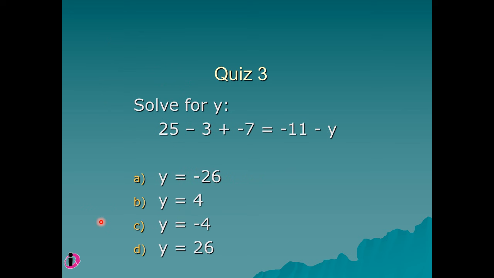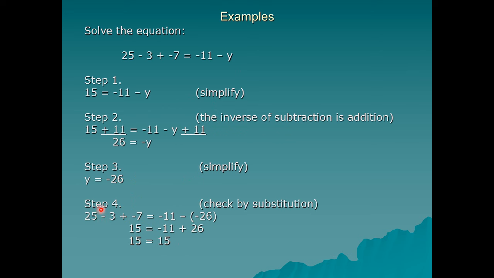Okay, let's try another one. Look at the interesting thing: now we have an unknown here. Which one is the unknown? y, right? How do you solve for y? For example, we added and subtracted on the left side, which makes it 15. On the right side we have 11. We actually have to get rid of this negative 11 first, because we want to isolate y. To cancel the negative 11, we added 11 to both sides in step 2. Then we have 26 equals negative y.